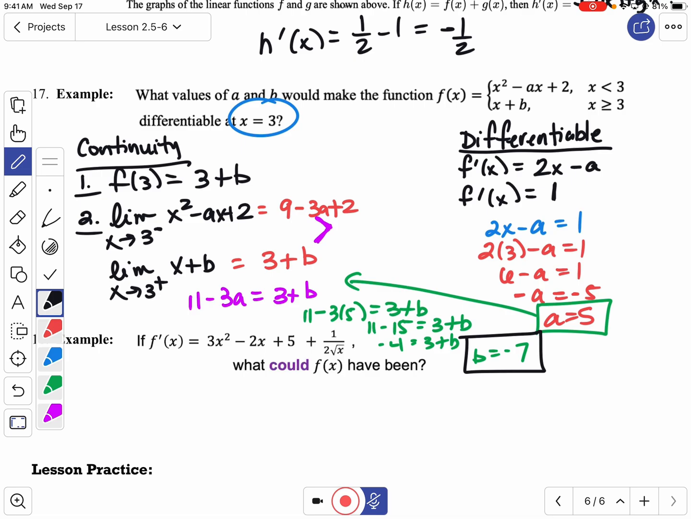Right? So you had to use both definitions because we just had too many variables. They didn't tell me anything about continuity. If they did, we could have gone straight to the limits, the left and right limits there in continuity, and gotten that equation. Differentiability, we're going to take the derivative of both pieces. Those two derivatives have to be equal as well. Otherwise, we get that cusp or corner situation going on, okay?